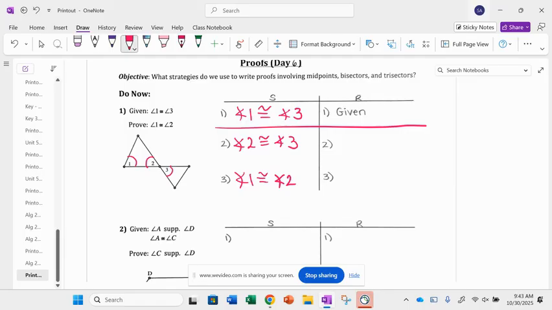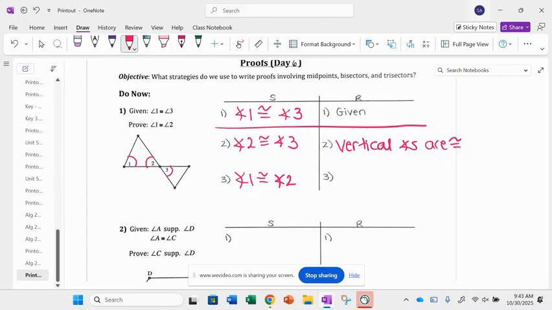Sebastian? So, but we need a whole statement. Vertical angles. You got it. Vertical angles are congruent. Okay, so now this was the new thing that we learned last class. Since 1's congruent to 3 from the given and 2's congruent to 3 from vertical angles are congruent. So 1's congruent to 3 and 2's congruent to 3. So since 1 and 2 are both congruent to 3, do they have to be congruent to each other?